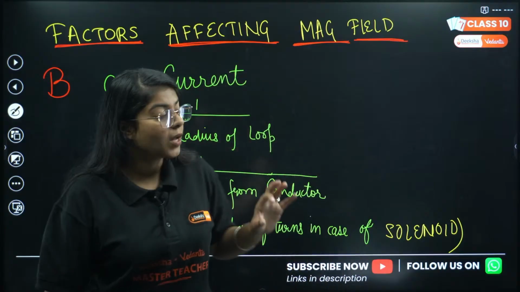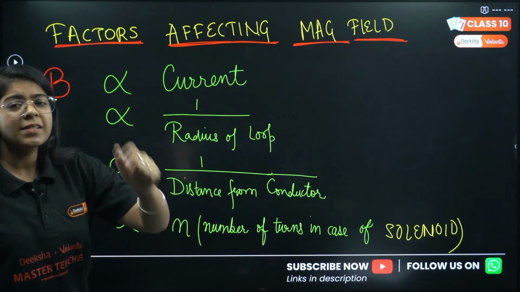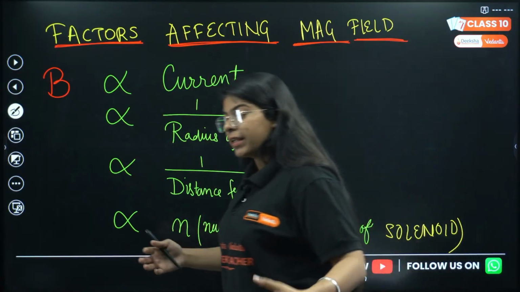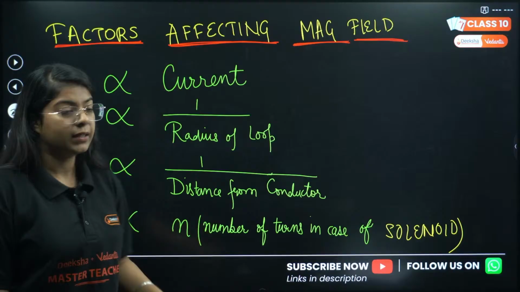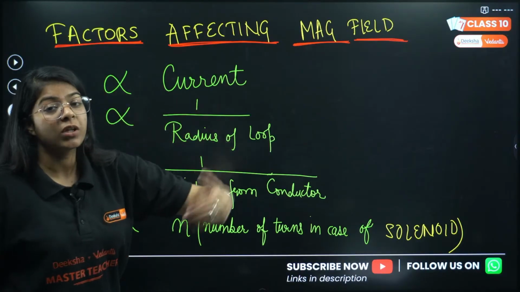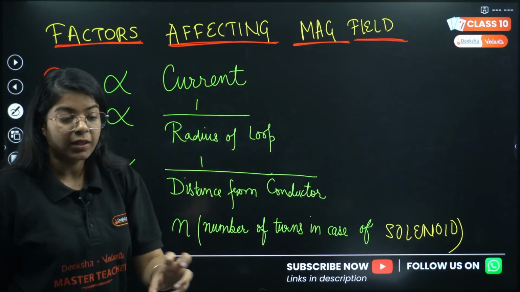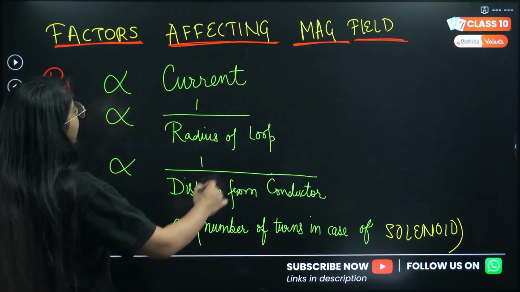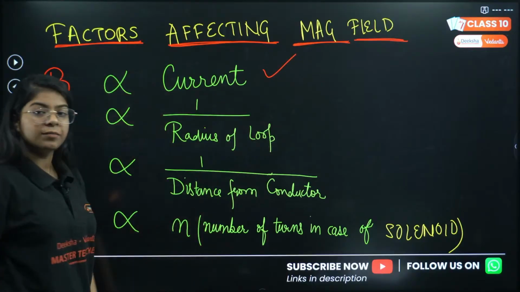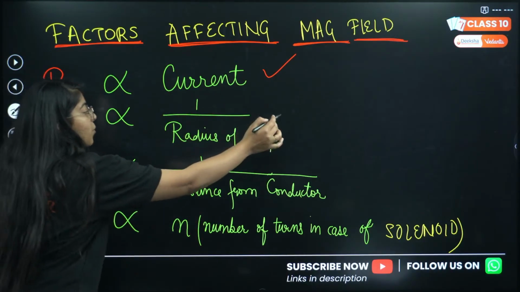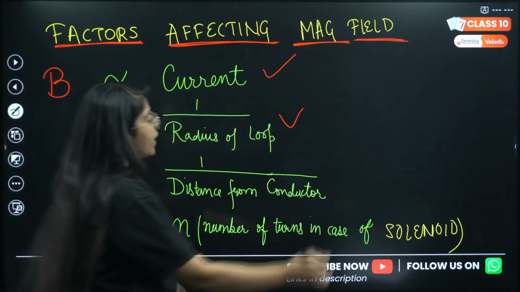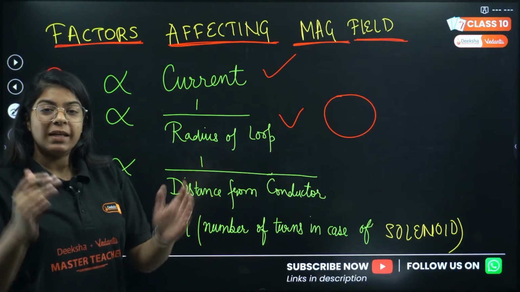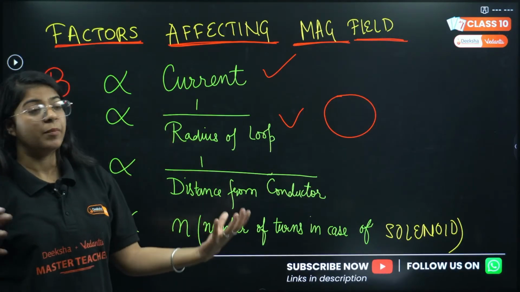Okay, this is the basic, and we have a very important slide, that is factors affecting the magnetic field. Now magnetic field is generated around the conductor when a current is passing through that conductor. Understood? So it is directly proportional to the current, inversely proportional to the radius of the loop in case of circular loop. If the radius is bigger, magnetic field will be less. Radius is less, magnetic field will be more.